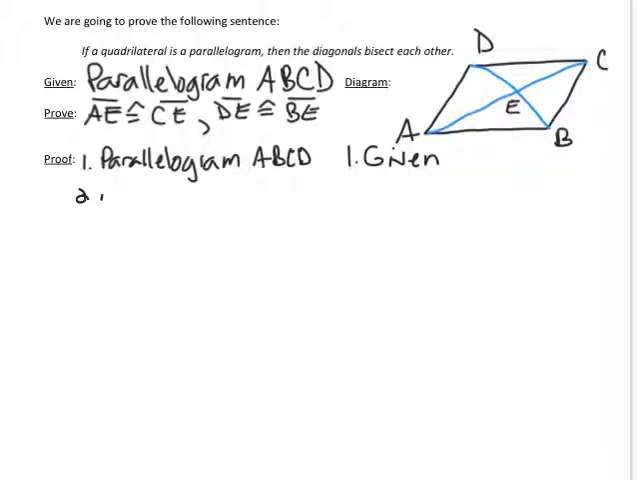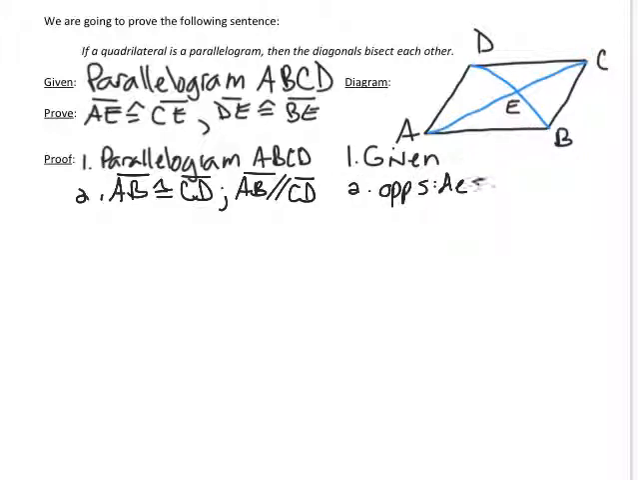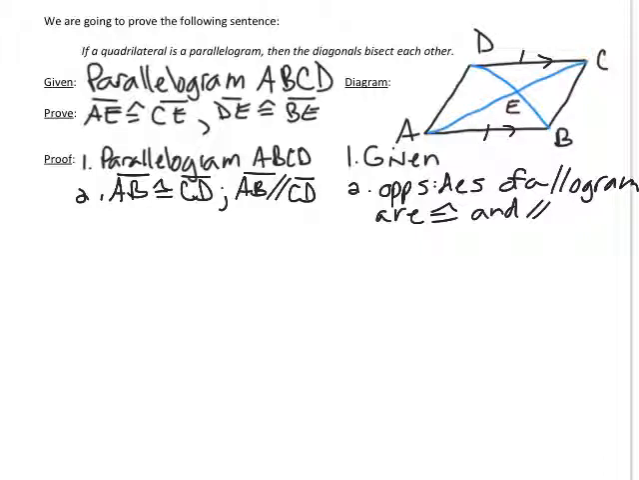So we can say that AB is congruent to CD, and we can also say that AB is parallel to CD. That's because opposite sides of a parallelogram are congruent and parallel. That means I can get angles because these are alternate interior, and these are alternate interior. So I can get angle, side, angle.